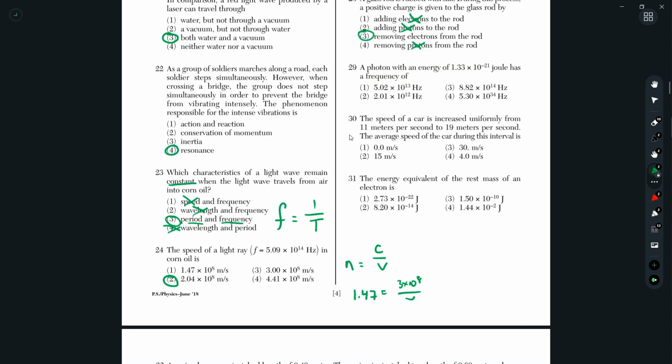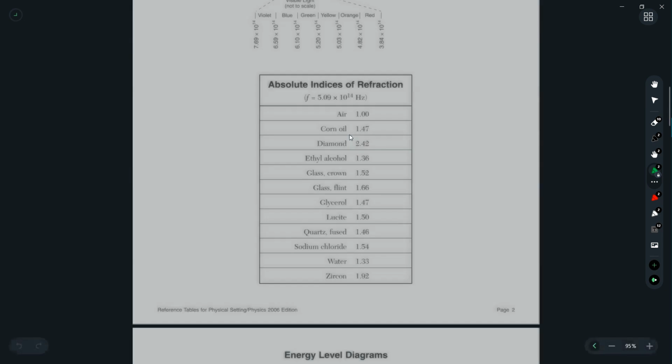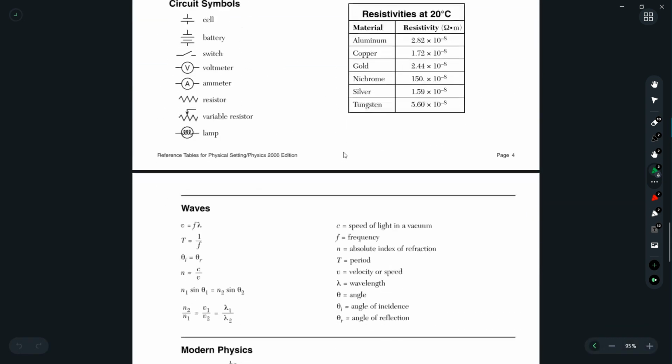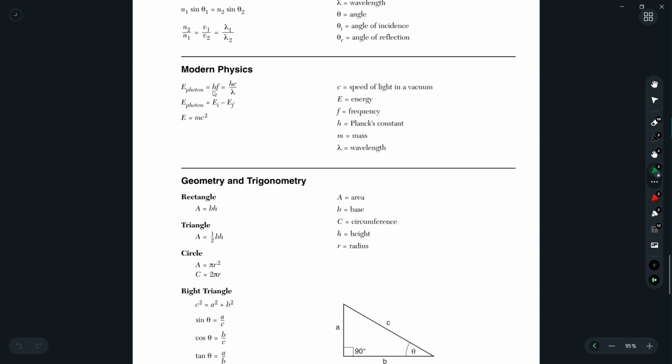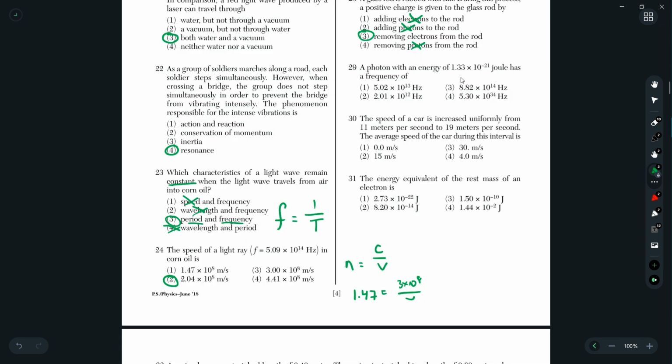Photon with a certain amount of energy has a frequency of, that sounds fake, which means it's in that specific part right here. Energy of a photon is h times the frequency. h is Planck's constant. It's on the very front page of your reference table. So I know the energy is 1.33. I know that Planck's constant is 6.63 times 10 to the negative 34. So a little bit of math tells me 1.33 divided by that gives 2.01. So that is choice 2.